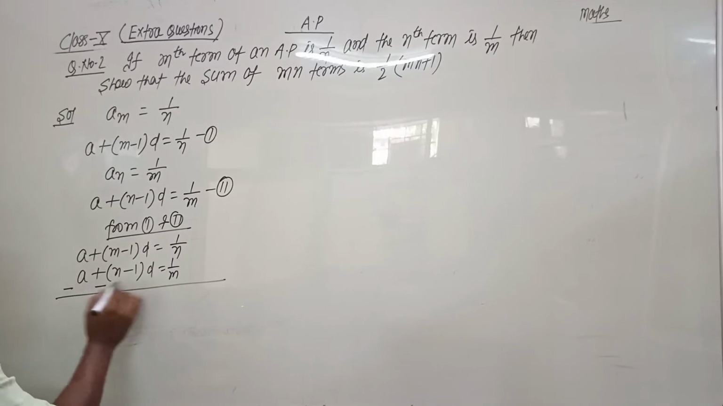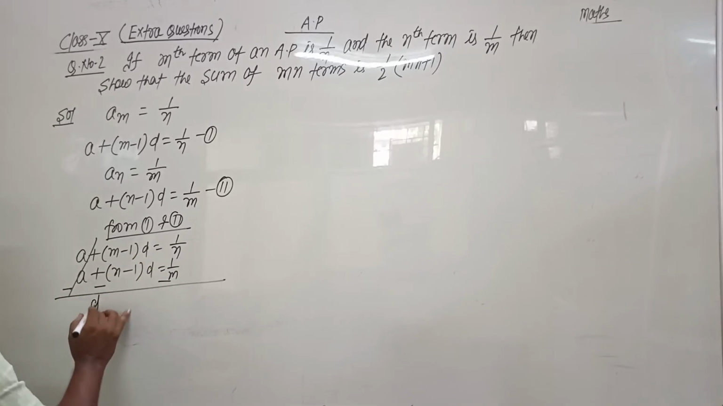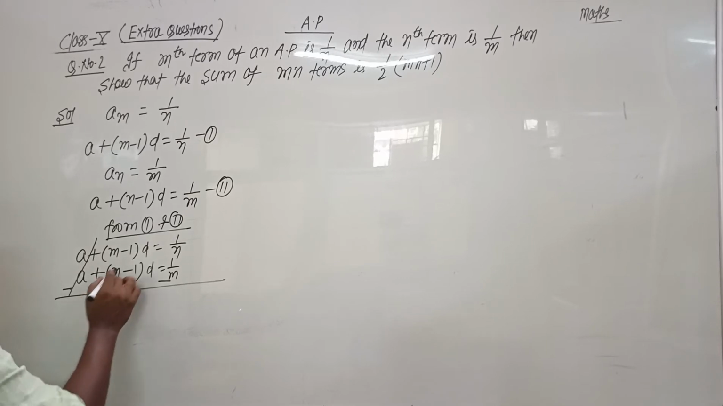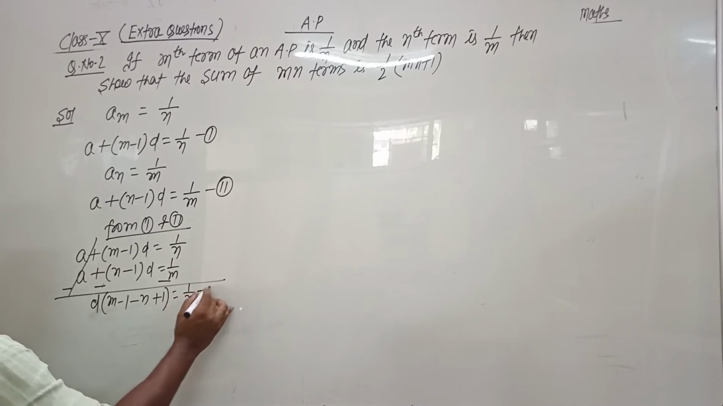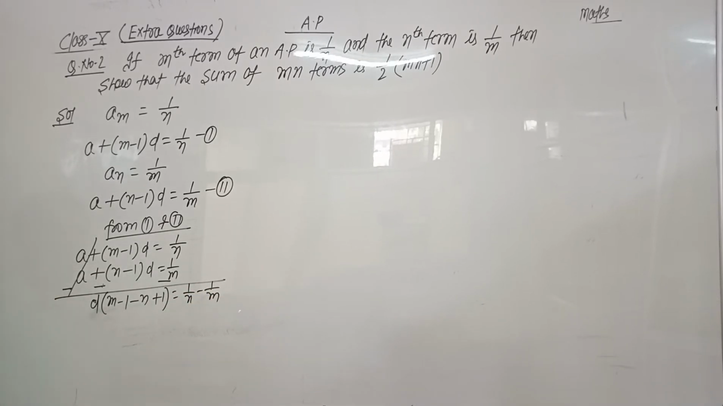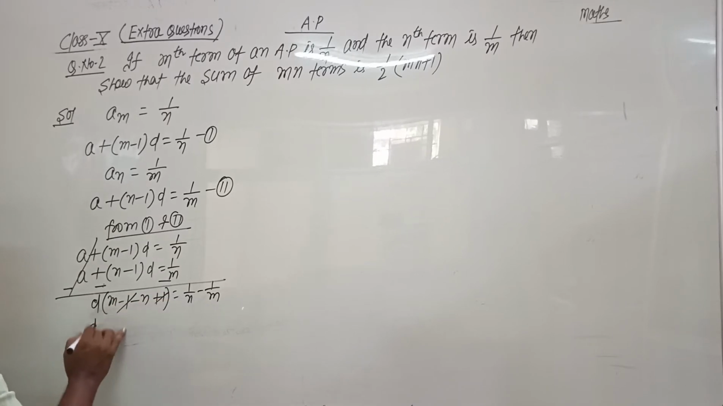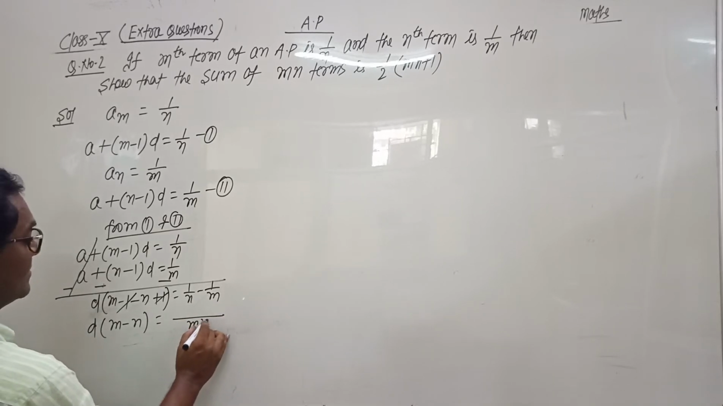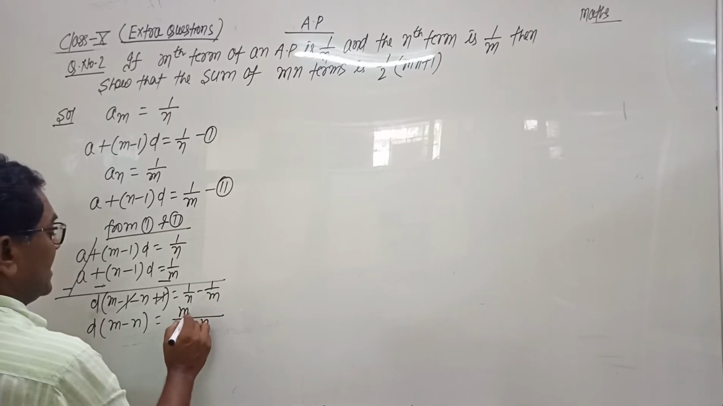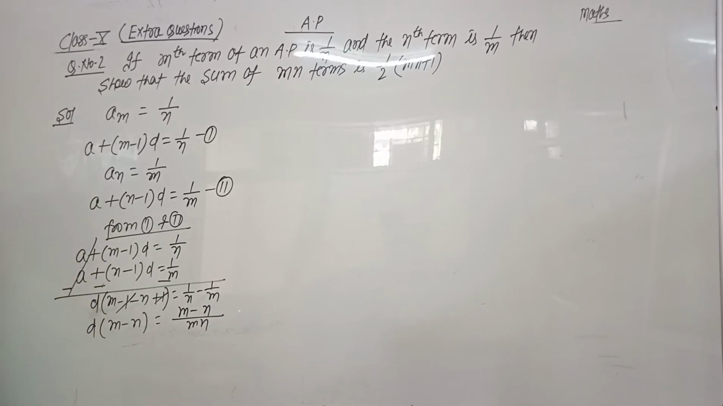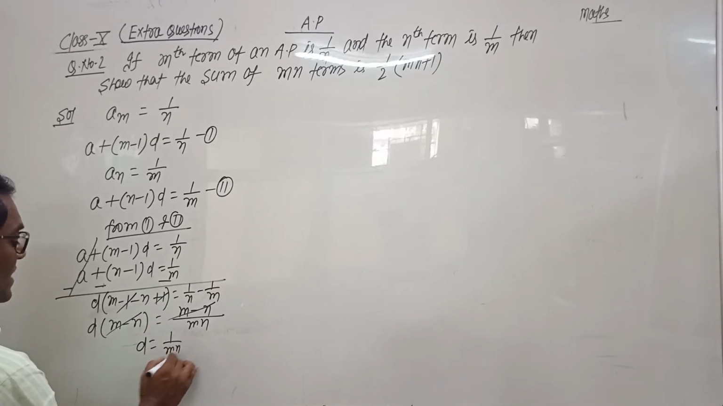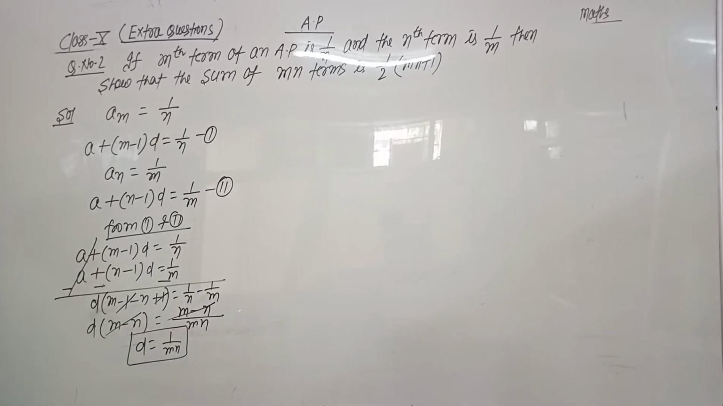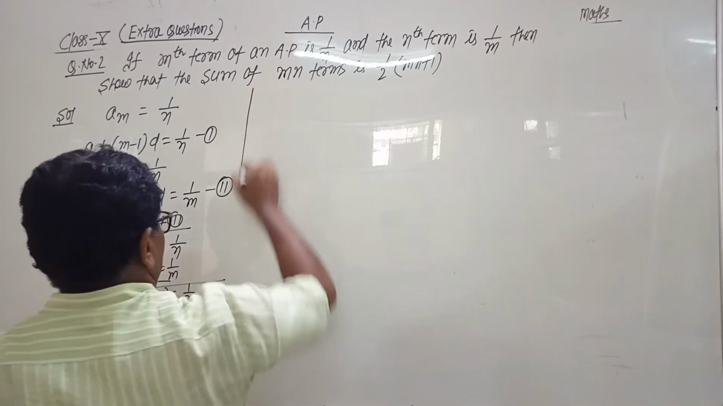So sign would be changed, d is taken common, so m minus 1 minus n plus 1 equals 1 by n minus 1 by m. Minus 1 plus 1 cancelled, and d into m minus n equals, taking LCM, m into n, we get m minus n. From both sides m minus n cancelled, and it comes d equals 1 by mn. The value of d is 1 by mn.